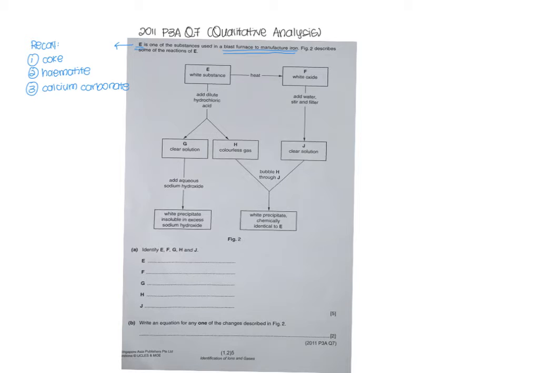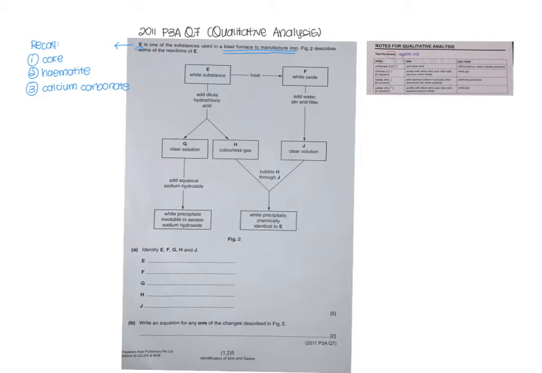I know that when I add dilute hydrochloric acid to E, it forms a clear solution and a colorless gas. Now, based on our notes for qualitative analysis, there is one test for the anions that will react with an acid to produce effervescence, a gas. So my guess is this could be a test for carbonate. If it's a test for carbonate, I'll continue to look out for it.